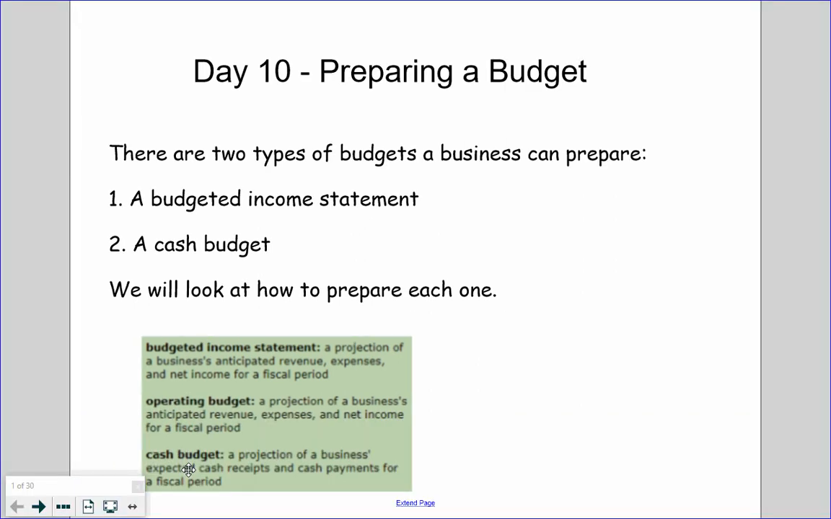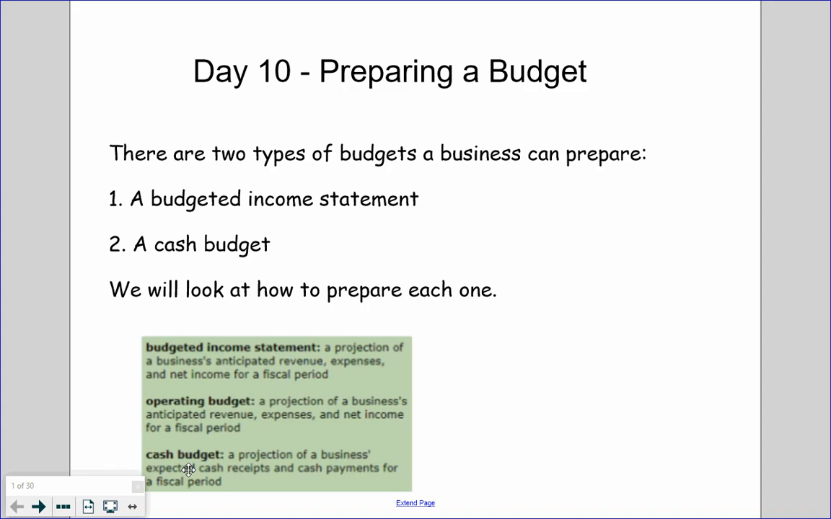So what we're going to talk about today is how to physically make the budget. Yesterday we talked about things that will impact a budget. Today we're going to actually physically make it. There are two budgets that you need to know how to make. You need to be able to make a budgeted income statement and then also a cash budget.